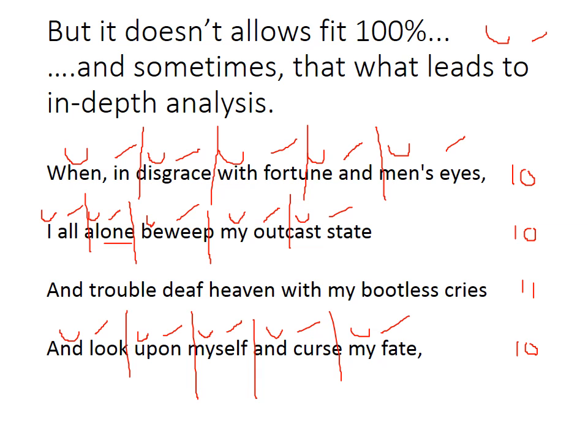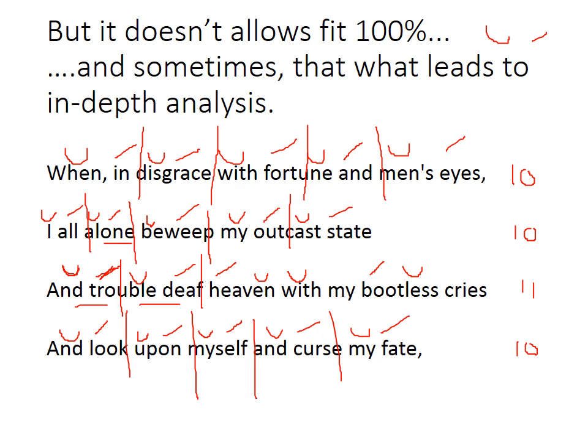Trouble, trouble. We have trouble. Heaven, we have heaven. Bootless, we have bootless. So since this trouble is stressed, it does fit in. But then we have a problem because we have both deaf, but then heaven. So we have one iamb, we have a second iamb, 1, 2, and then heaven doesn't quite fit.